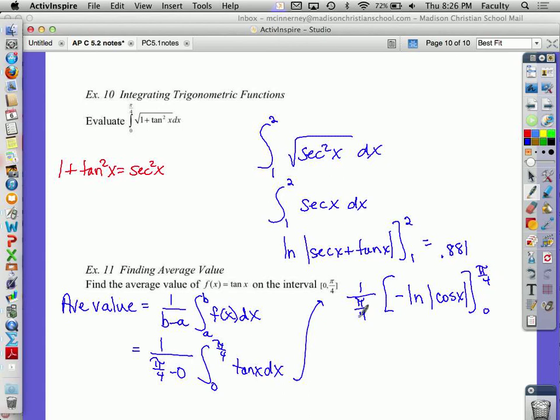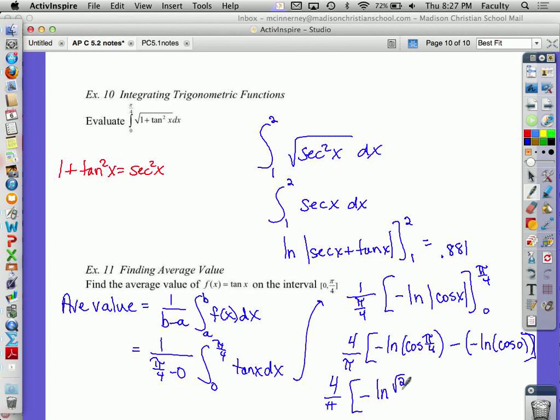Well, 1 divided by pi over 4 is 4 over pi. And we're going to get negative natural log cosine pi over 4, it's positive, minus negative natural log cosine 0. So that's 4 over pi. This is negative natural log radical 2 over 2 plus the natural log of 1. So that's going to go to 0. And when I did the decimal, I got 0.441.